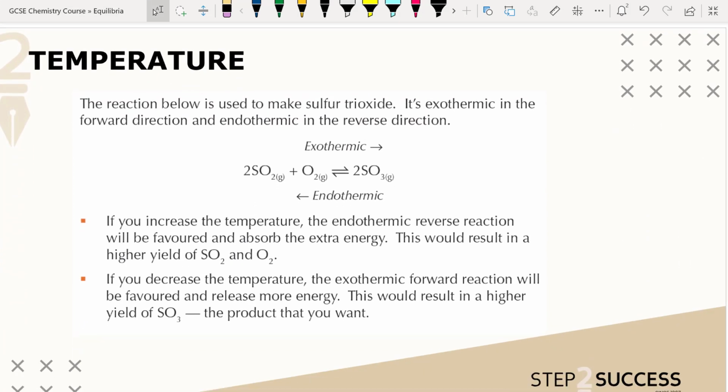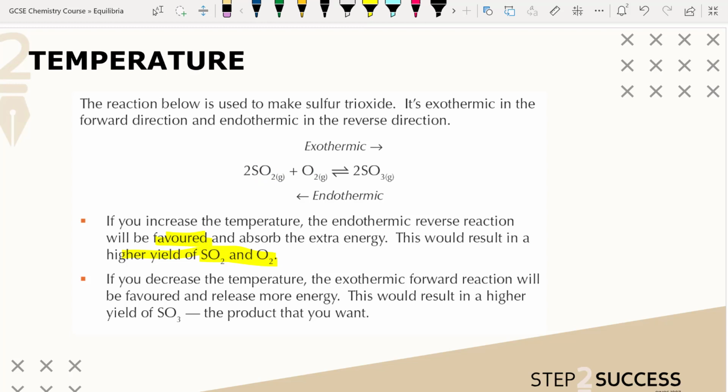So, the reaction below is used to make sulfur trioxide. It's exothermic in the forward direction and endothermic in the reverse direction. So before we even read on, as we said, if you increase the temperature of a reversible reaction at equilibrium, you will favour the endothermic side. So if I increase the temperature of this, I will get more of these two. If you increase the temperature, the endothermic reverse reaction will be favoured and absorb the extra energy. This would result in a higher yield of the left-hand side. So increasing the temperature gives us more of that side.